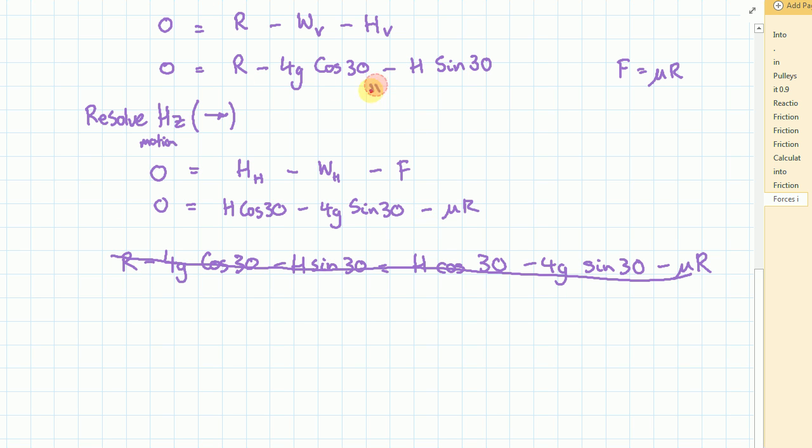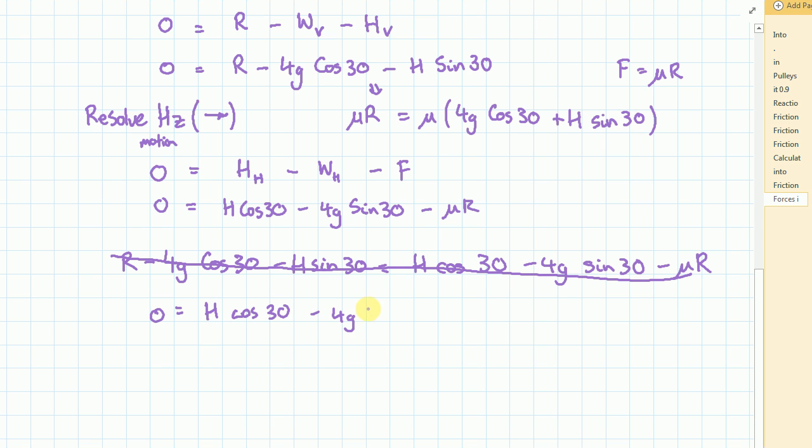So from that one, mu R equals mu times 4g cos 30 plus H sine 30. So we can replace that into this part of the equation. 0 equals H cos 30 minus 4g sine 30 minus mu times (4g cos 30 plus H sine 30).